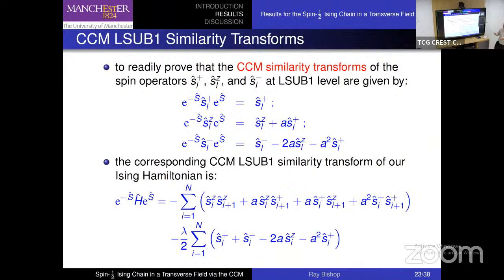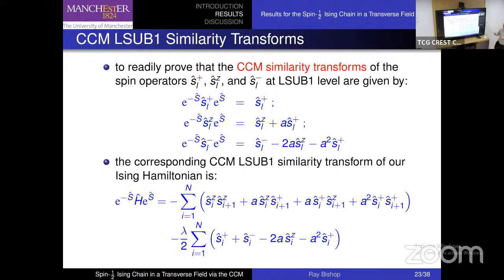this guy is going to give me zero, because any S plus operator here, I can let him act to the left and he gives me zero. So this guy is going to give me zero. This guy is going to give me zero. This guy is going to give me zero. This guy is going to give me zero, and on we go.